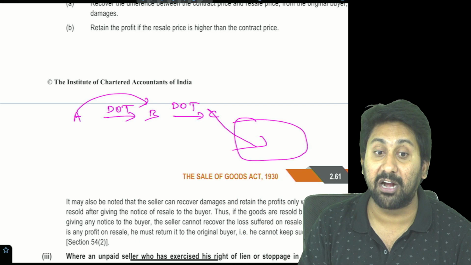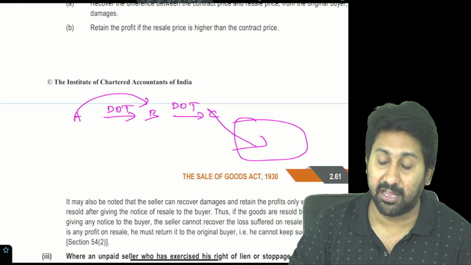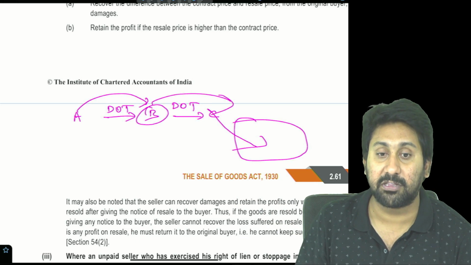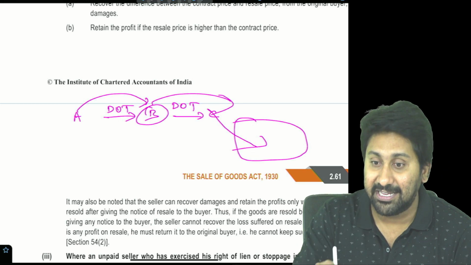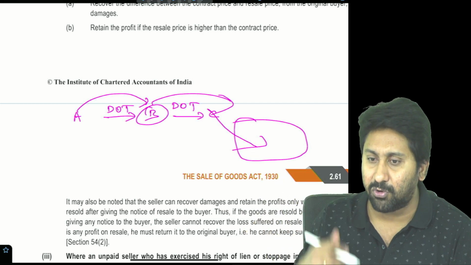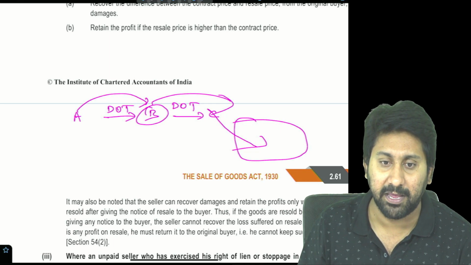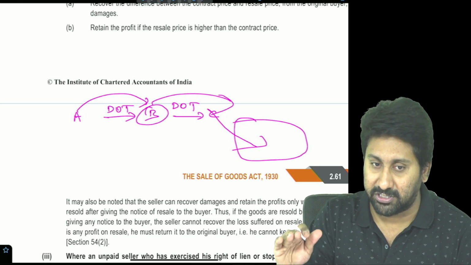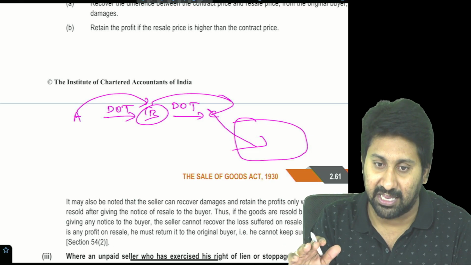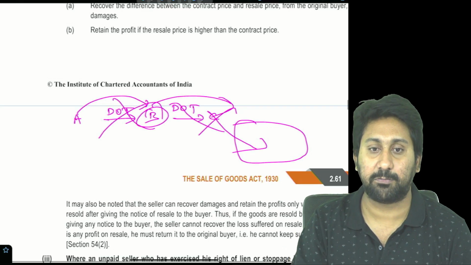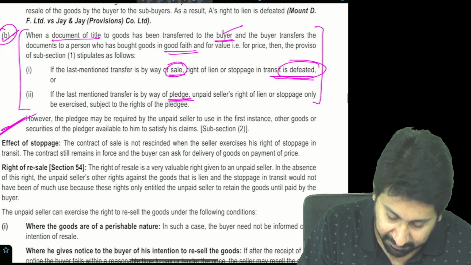In advance, if you transfer the document of title, B can immediately transfer this document of title to C. In this case, you only agreed to transfer the ownership without receiving the price. Then why are you questioning him for not paying? So you can't stop the goods in transit. You can't exercise the lien. Your lien, everything has been defeated. This is the first one.